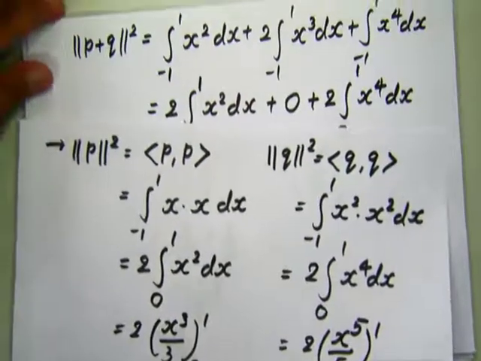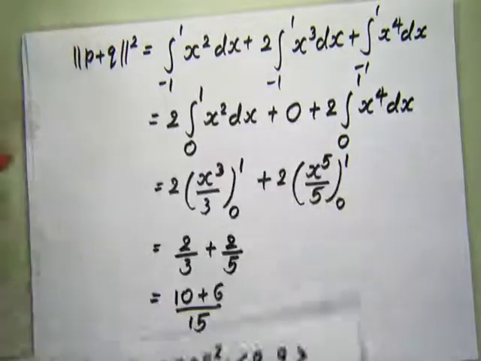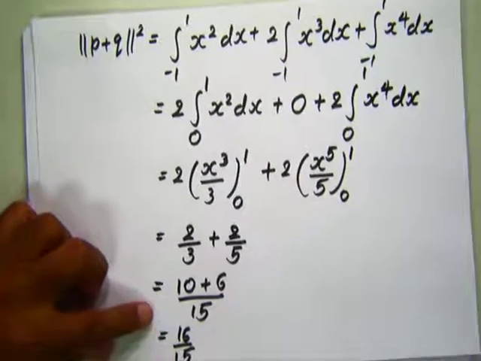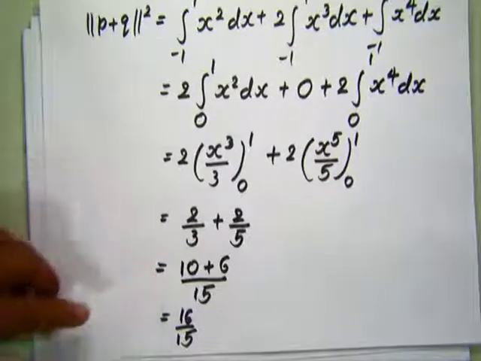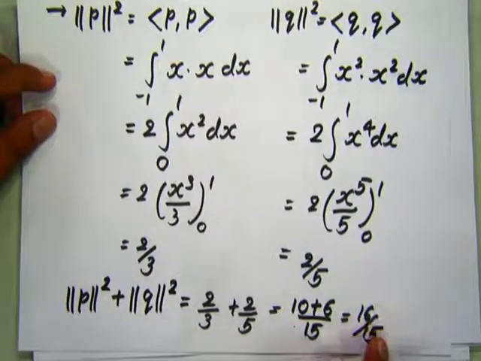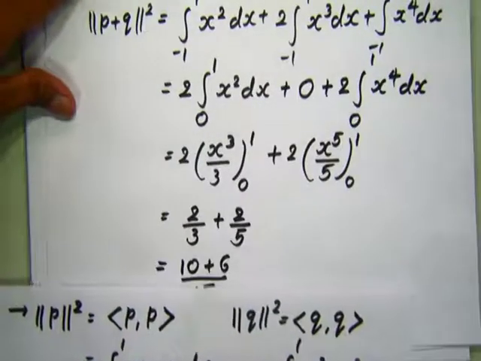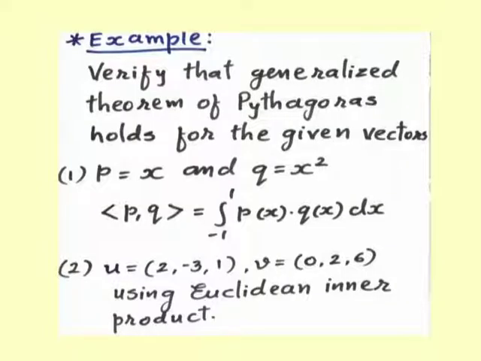From this we have norm of p plus q whole square is 16 by 15, and norm of p square plus norm of q square is again 16 by 15, so both are equal. So the generalized theorem of Pythagoras is satisfied.